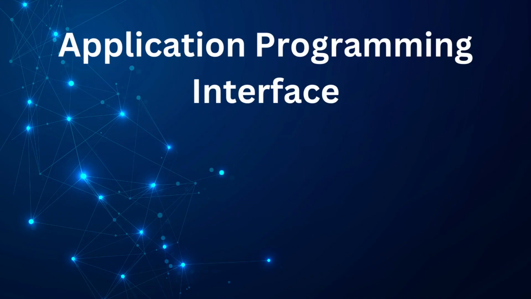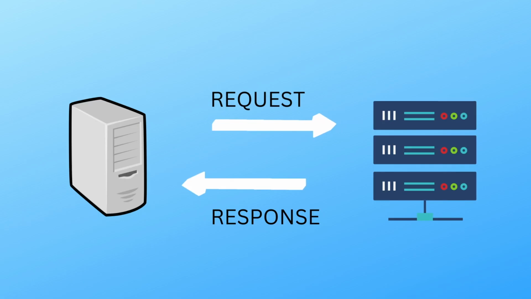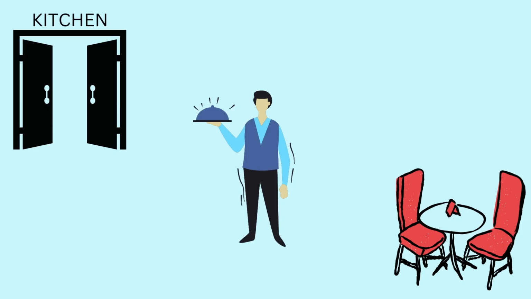What is an API? So, API stands for Application Programming Interface. To speak plainly, API is the messenger that takes the request and tells the system what you want to do and returns the response back to you. Let's understand this with an example.